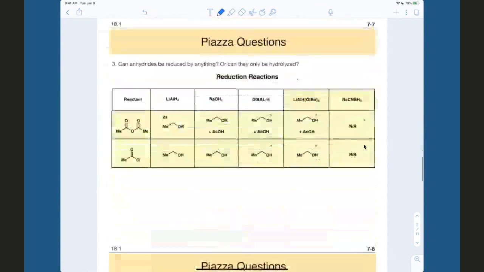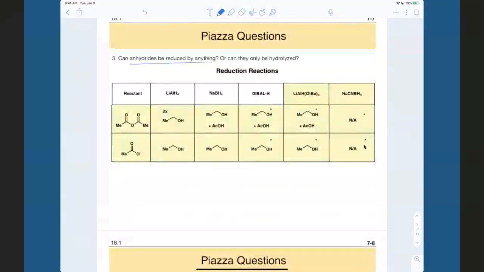So the question was, can anhydrides be reduced by anything, or can they only be hydrolyzed? There are a number of nucleophilic additions to anhydrides as well. The ones that we really talked about in class as far as reductions largely pertained to these two cases. I filled out the chart for the reduction reactions because I didn't want to leave an empty space there. The ones with asterisks are ones you don't really need to know.